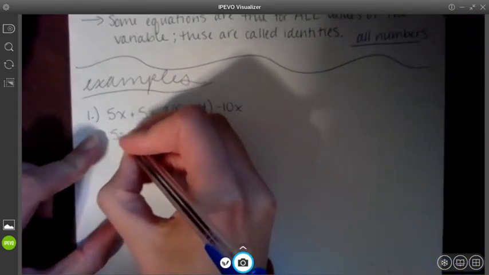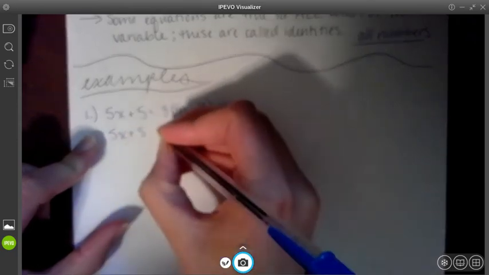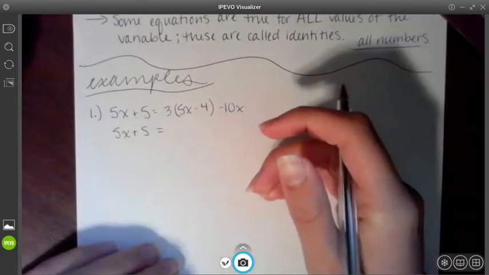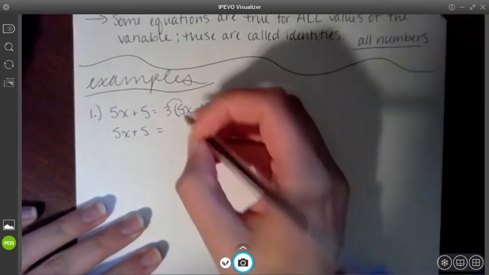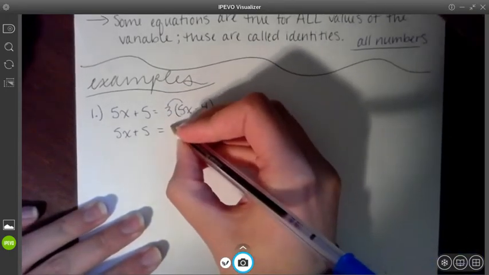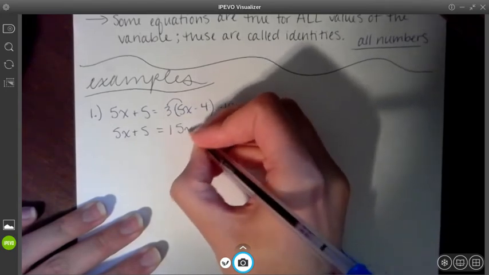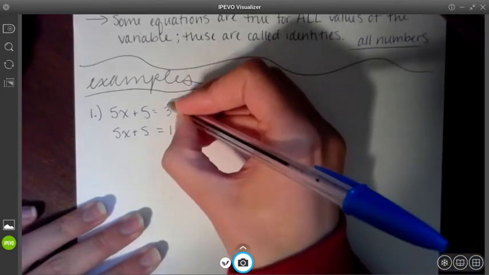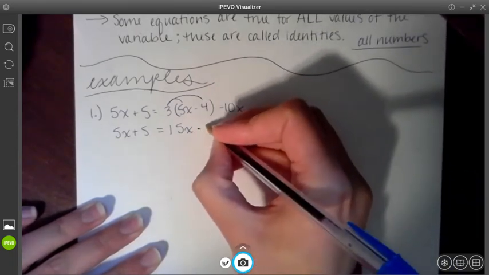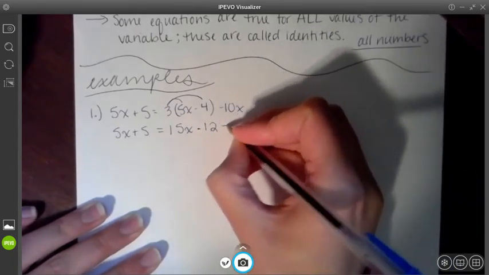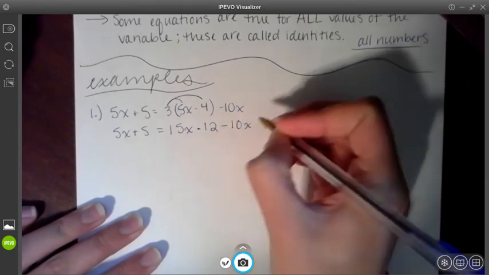Alright, so this side's going to stay the same. I'm not touching this side yet. Oh, why won't this darn thing stay focused? Okay, so I'm going to distribute 3 times 5x. Well, 3 times 5 is 15, so 3 times 5x is 15x. And then I distribute the 3 to the minus 4. 3 times 4 is 12, so we got minus 12. And then we have our minus 10x.